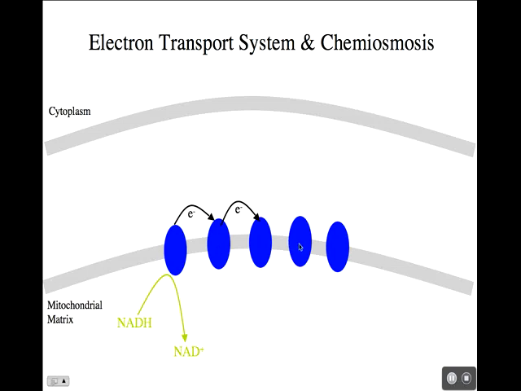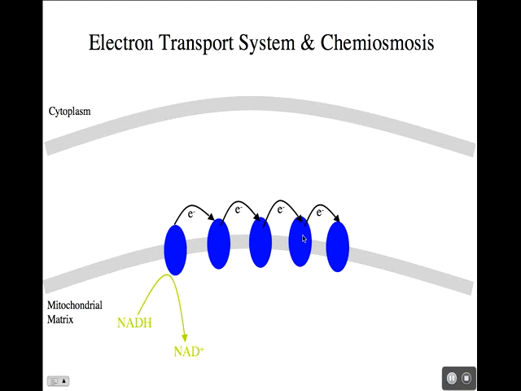Now this one's going to pull the electron away from that one. So this one just got reduced. He gained the electron. That one just got oxidized. He lost the electron. Likewise, the last one here, he's going to pull the electron away. He just got reduced. That one just got oxidized.